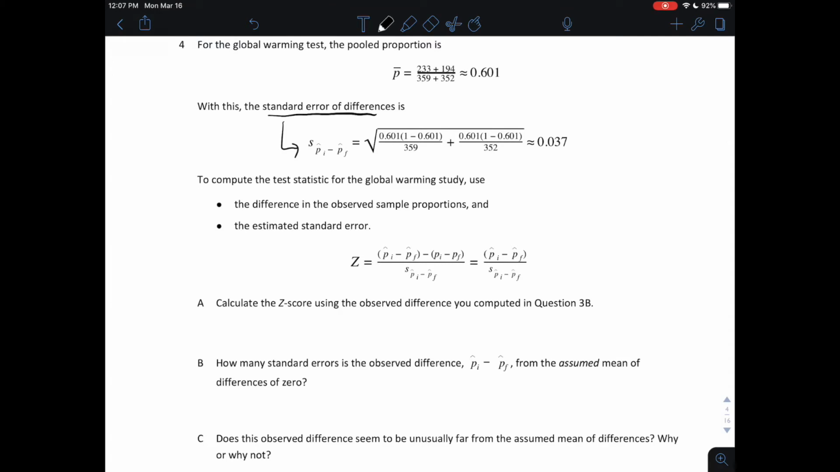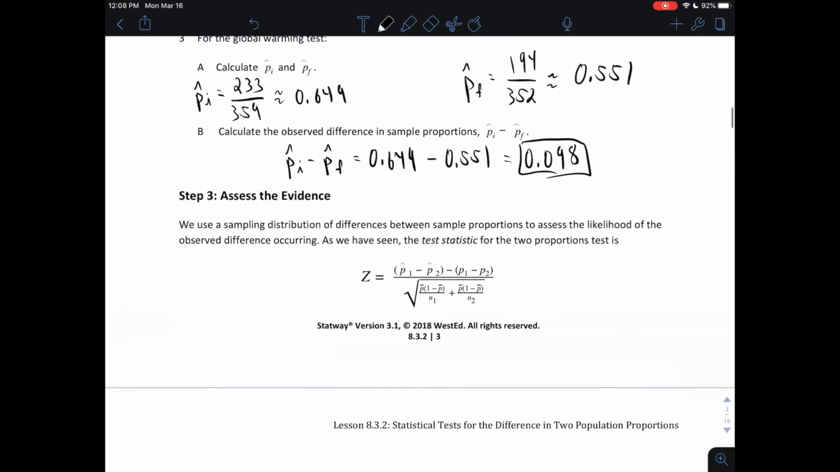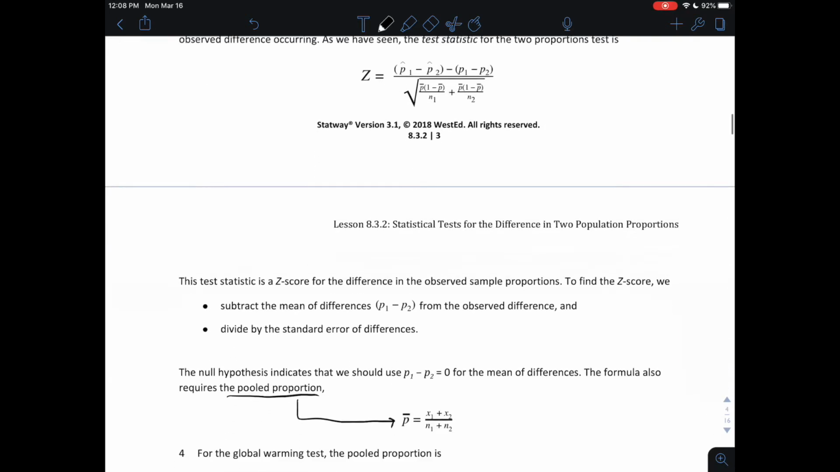To compute the test statistic for the global warming study, use the difference in the observed sample proportions and the estimated standard error. The reason why you only need those two is this second parentheses, pi minus pf. Remember that this equals 0 from the null hypothesis. So we just get that fraction. So part A, to calculate the z-score using the observed difference you computed in question 3b, this would be p hat I minus p hat F, which we had above, which is 0.098.